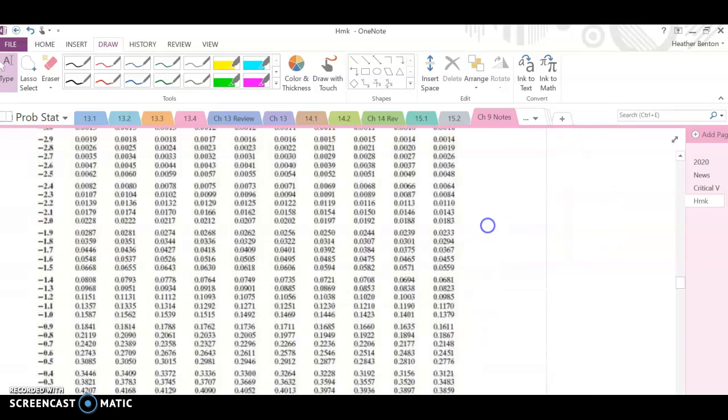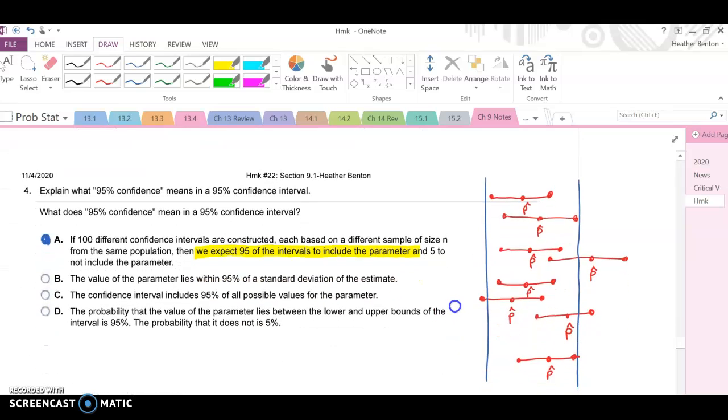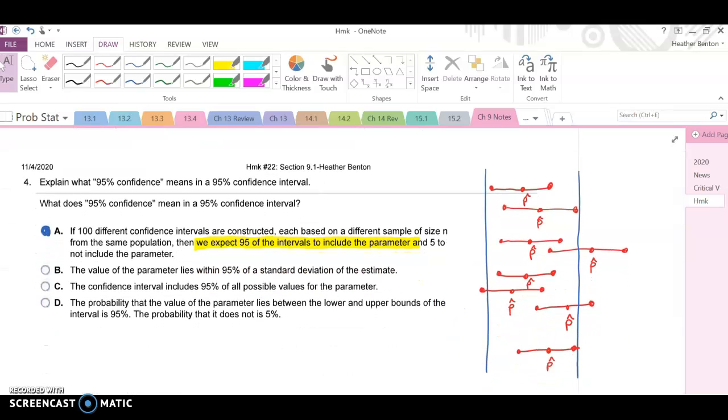So then the last problem, explain what 95% confident means in a 95% confidence interval. And it's all about this key phrase right here. We expect 95% of these red bars, of these intervals, would actually contain this blue P, which is the actual true proportion of whatever it is that you're talking about.